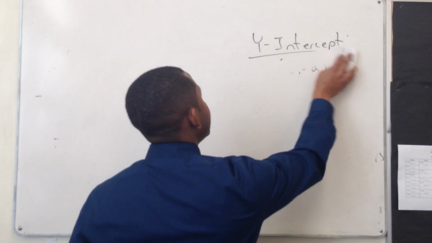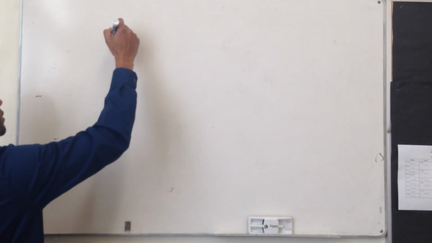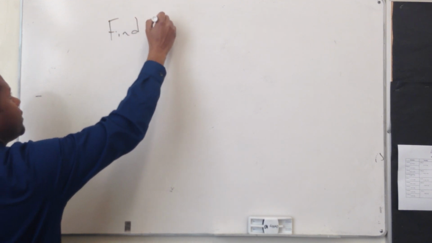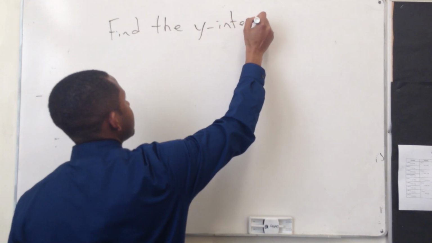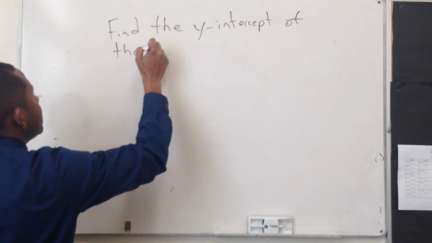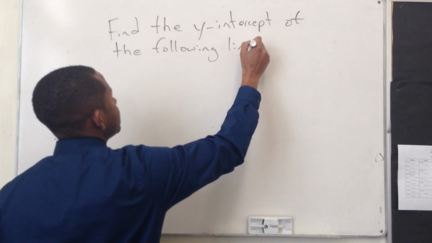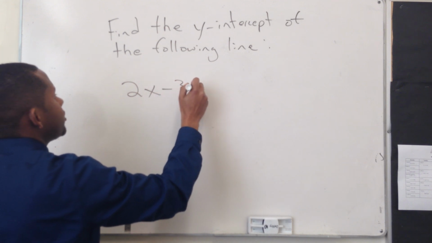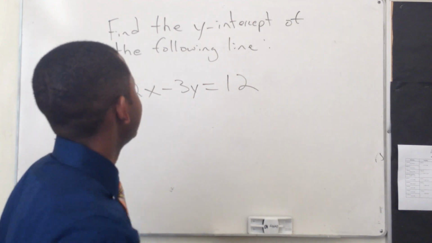Now, let's say it gives you an equation. And it says, find the y-intercept of the following line. And it says 2x minus 3y equals 12. And they say find the y-intercept of that line.